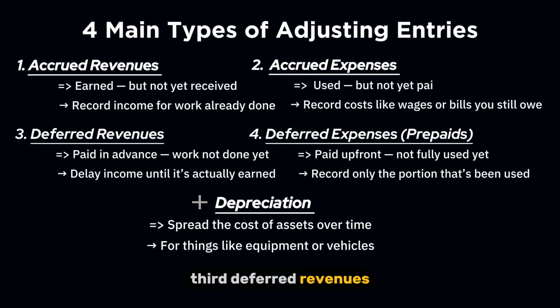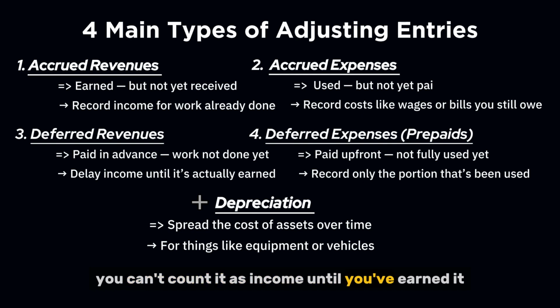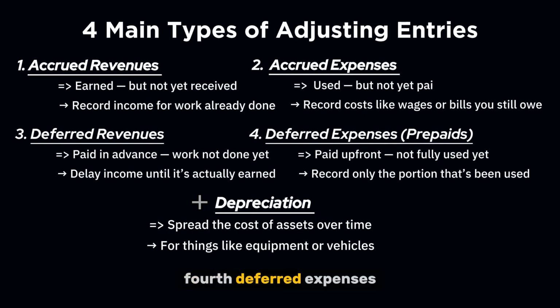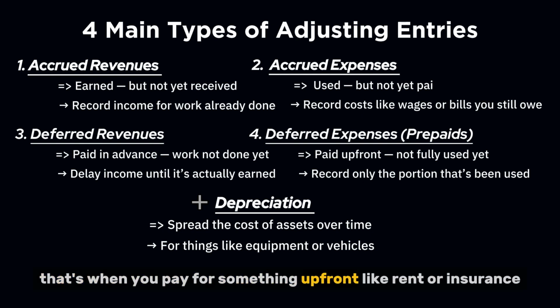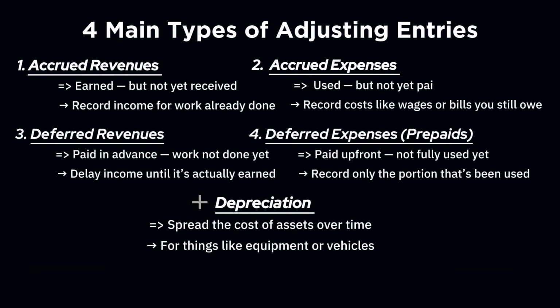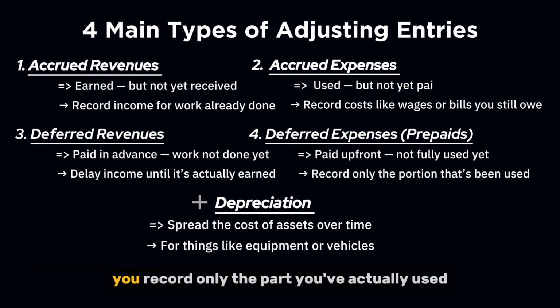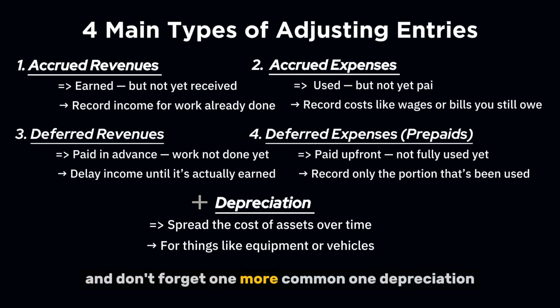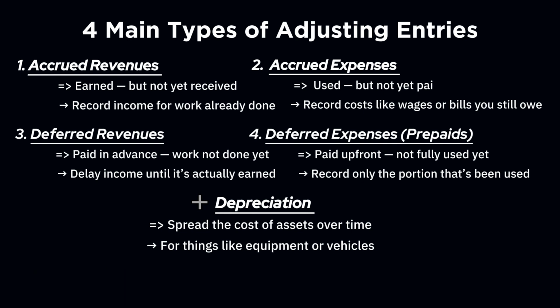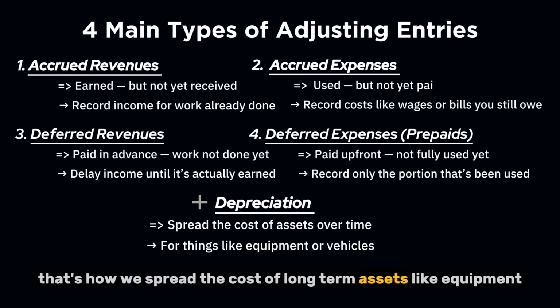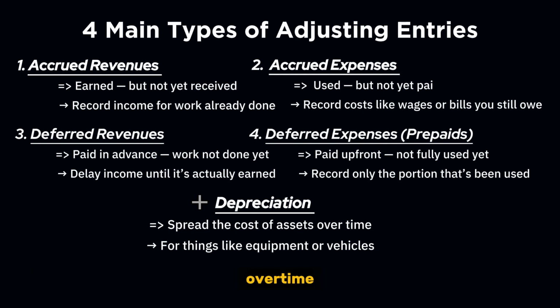Third, deferred revenues. This is when someone pays you in advance, but you haven't done the work yet. You can't count it as income until you've earned it. Fourth, deferred expenses, also called prepaids. That's when you pay for something up front, like rent or insurance, but you haven't used it all yet. You record only the part you've actually used. And don't forget one more common one, depreciation. That's how we spread the cost of long-term assets, like equipment, over time.